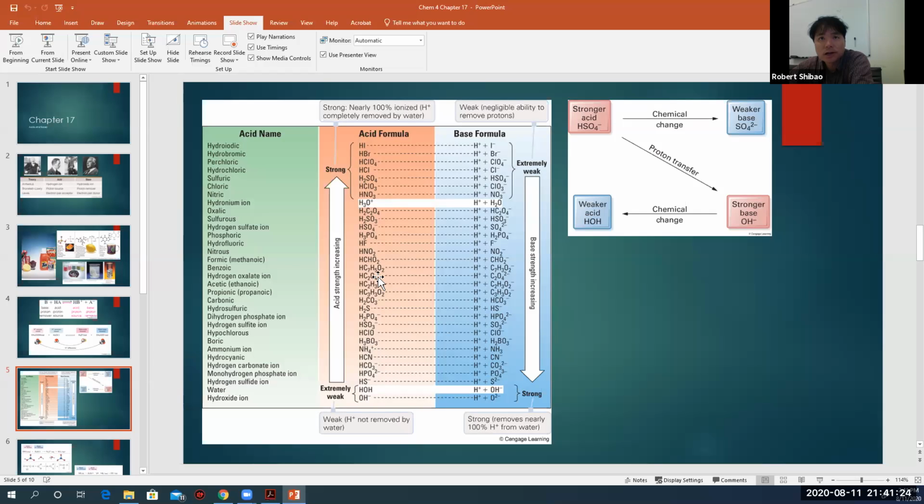So here's hydrogen oxalate. Where's hypochlorous? Hypochlorous is down here. So hydrogen oxalate's stronger. And so it's going to go water, hypochlorous acid, hydrogen oxalate, and then sulfurous acid. Sulfurous acid is not a strong acid. It's a weak acid, but it's on the strong end of the spectrum.